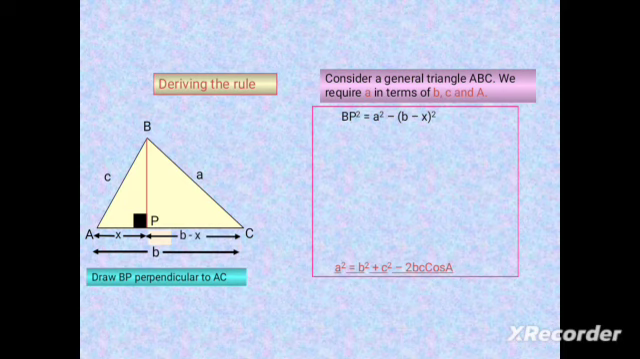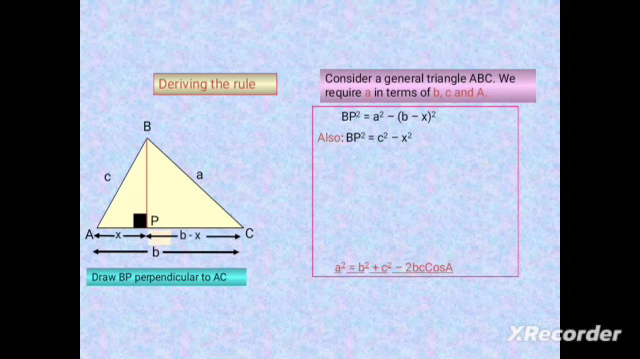Remember this height is a common height for the two triangles. We have now two triangles in this main triangle. So BP squared is equal to a squared minus the other side, the base, (b minus x) squared, with b minus x in brackets. We can also find the height of the other triangle, APB, where BP squared is equal to c squared minus x squared.